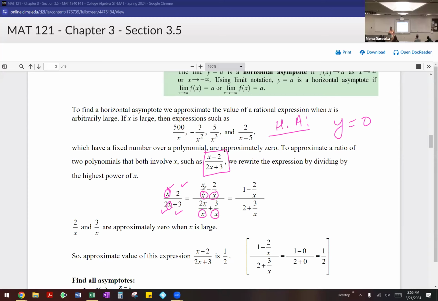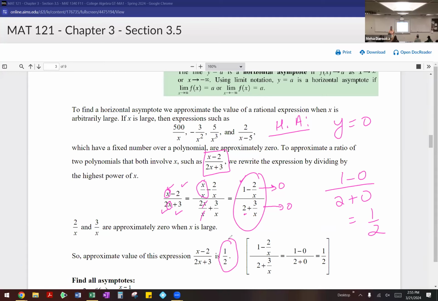So x divided by x will become 1. 2 over x, we know as x gets really large, would start getting closer to 0. 2x divided by x, the x's cancel out, leaving us with 2. And then 3 divided by x, again, as my x starts going towards infinity, the value of 3 divided by x will start getting closer to 0. So technically, you will end up with 1 minus 0 over 2 plus 0, when I simplify this expression. And that gives you the factor of 1/2. And that's actually where the horizontal asymptote is going to be.